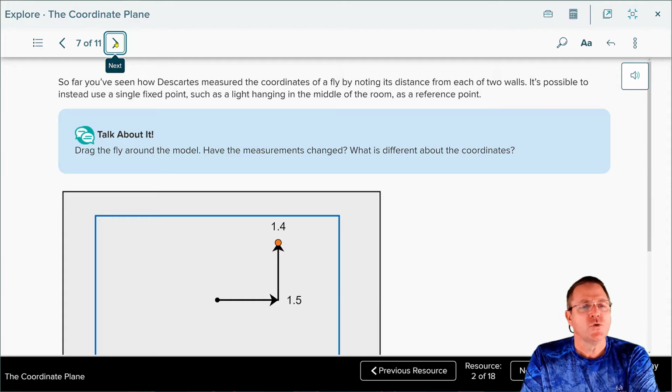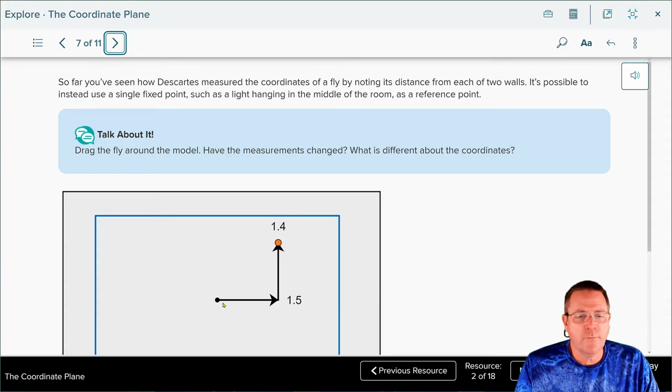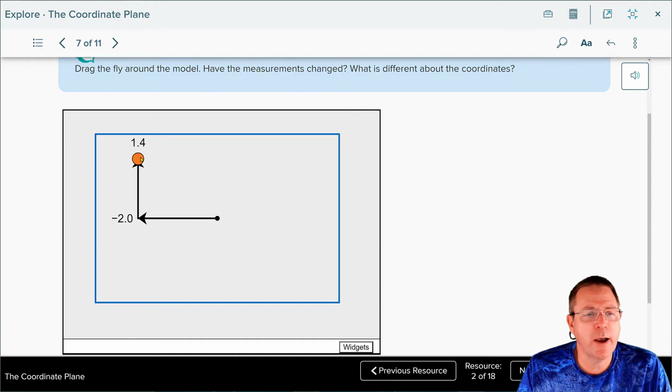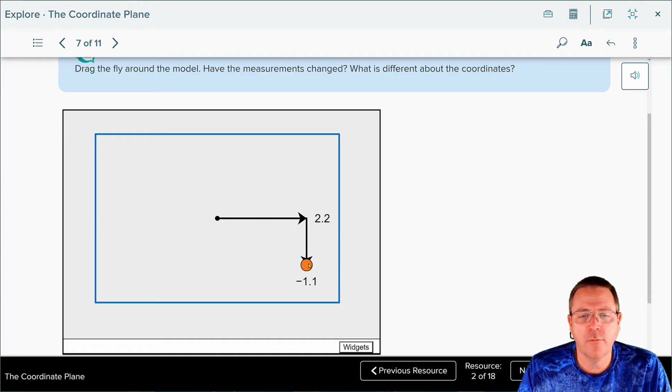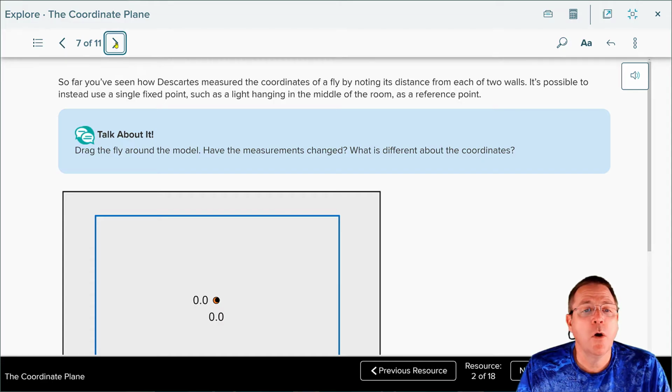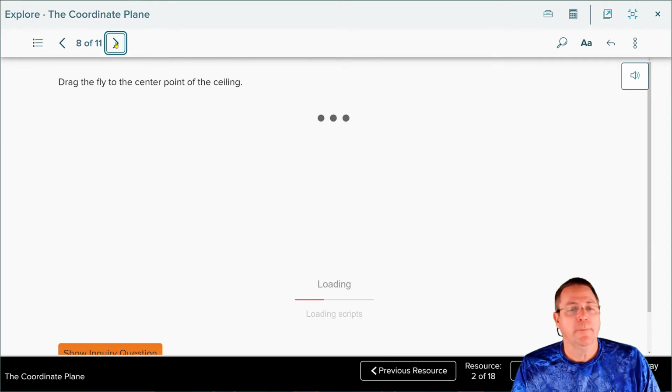Okay, so drag the fly around. So now you've got your fixed point right here that you would have started from, and you can see that from that fixed point we get negative values as well. Negatives to the left, negatives are down. Now I go right, I have positives to the right, negatives down, positive and positive, negative and positive. So this point right here on our coordinate plane would be 0, 0, and 0, 0 we call the origin on our coordinate plane.